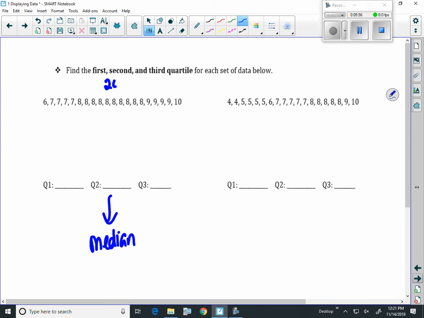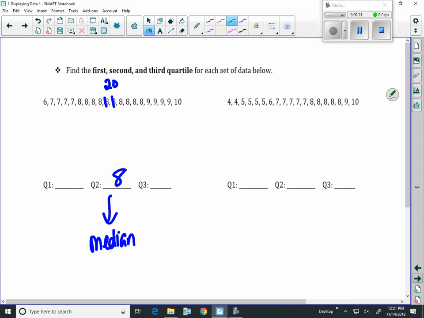Okay, so there's 20 numbers, so 1, 2, 3, 4, 5, 6, 7, 8. Okay, so these two numbers, we would take the middle of those, and we would get 8. So quartile 2 is 8. Now, what I do is I always mark those and leave those, because that's going to help you find quartile 1.